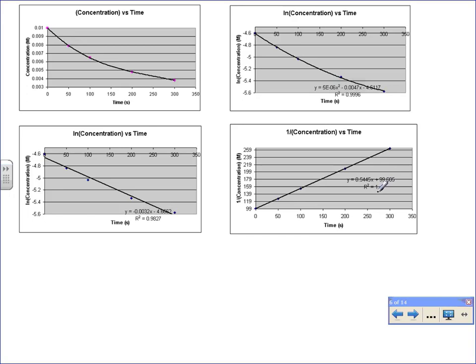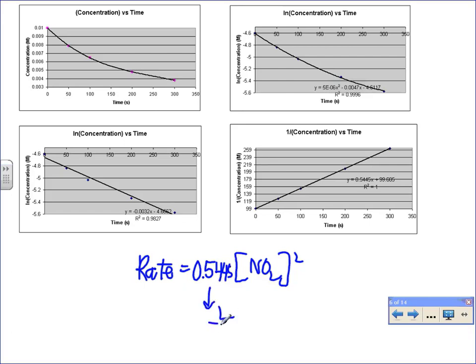The other thing that's great is that now that I've done the graph, I know that it's second order. So I know the exponent in the rate law for NO2 is a 2, but I also know that the K value for this is the slope of this line. So it's 0.5445. The units for this, I know because it's second order, are liters per mole per second, with the time unit being seconds.